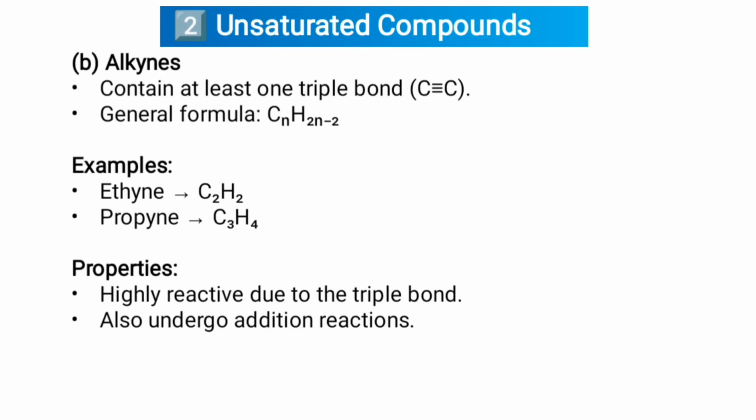And B, alkynes contain at least one triple bond between carbon-carbon. General formula is CnH2n-2. Examples: ethyne C2H2, propyne C3H4. Properties: highly reactive due to the triple bond, also undergo addition reactions.